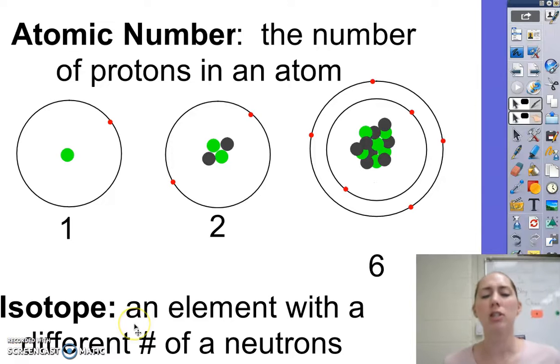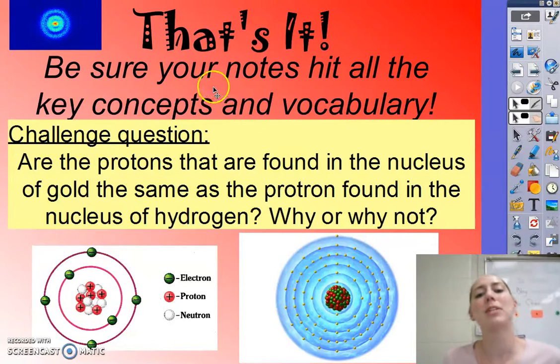You can think of isotopes kind of like flavored Oreos. You've got your basic Oreo, which is the one that we tend to talk about, but then you've got your other flavors like the peanut butter or the mint. They're all still technically Oreos, but they're a little bit different. That's it. Please make sure your notes hit all the key concepts and vocabulary, and for a challenge question, try this. Are the protons that are found in the nucleus of gold the same as the protons found in the nucleus of hydrogen? Why or why not?